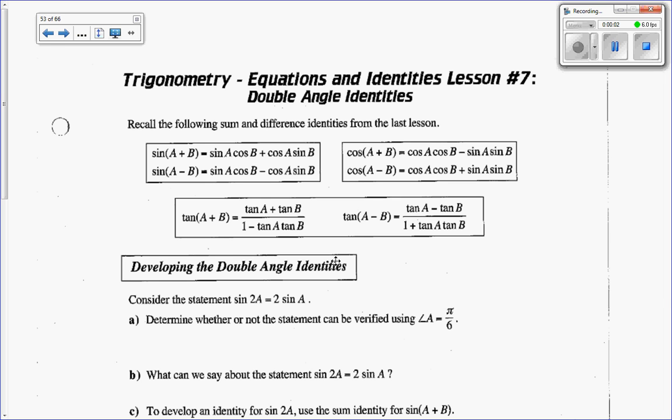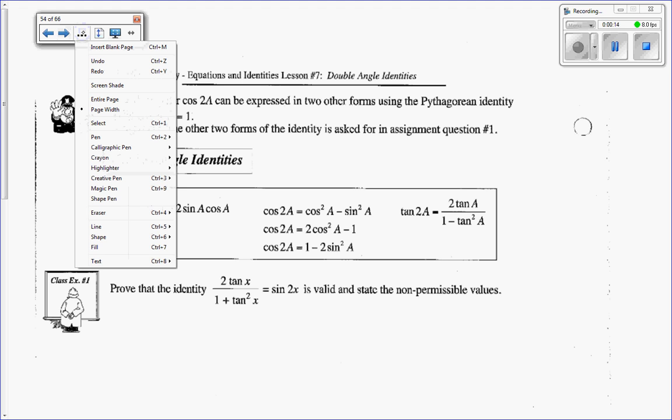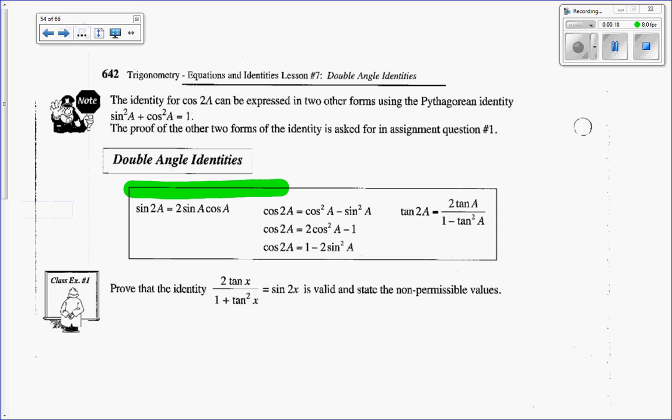All right, lesson 7 is double angle identities. We're actually just going to flip right over. We're not going to worry about creating those identities. We're just going to know how to work with them because that's all you'll have to do on the diploma. So here are the double angle identities.